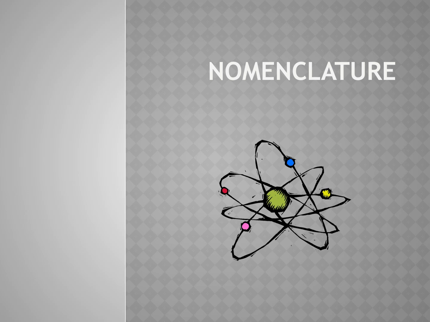So today we're going to start our next unit, which is called chemical nomenclature. Nomenclature is a fancy word for naming. In this unit, we're going to learn how to name chemical compounds, and then we'll also learn how to write formulas for them.